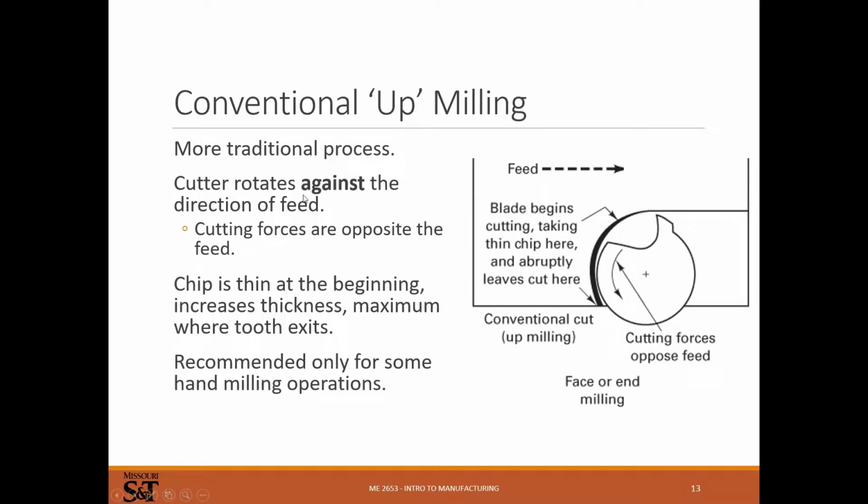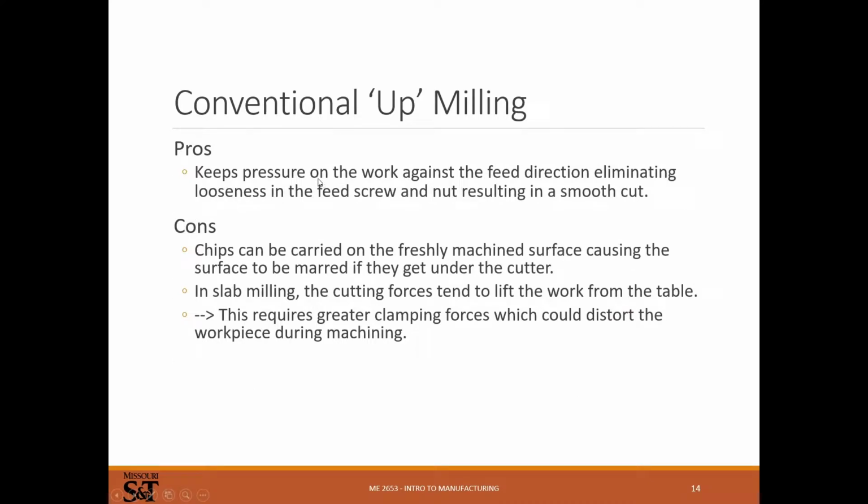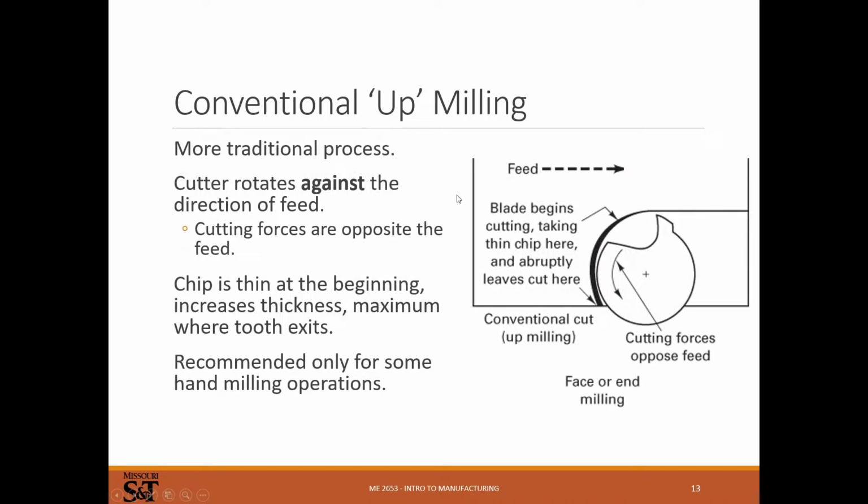So it's a more traditional process, and that's because this is mainly used in manual machines. Why is it used in manual machines? Let me get to the pros, I'll stick on this slide because it's easier to see. In a manual machine, you're feeding the table this way, the cutter force is this way, and what that does is it keeps preload on the ball screw or whatever kind of feed screw the machine has. So it keeps a consistent load, and it keeps the backlash in the system from causing chattering and wear and noise and bad surface finish and bad accuracy.